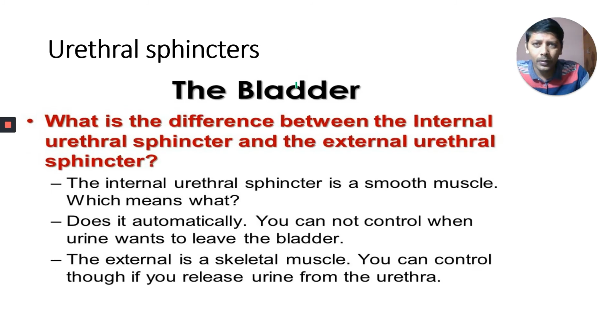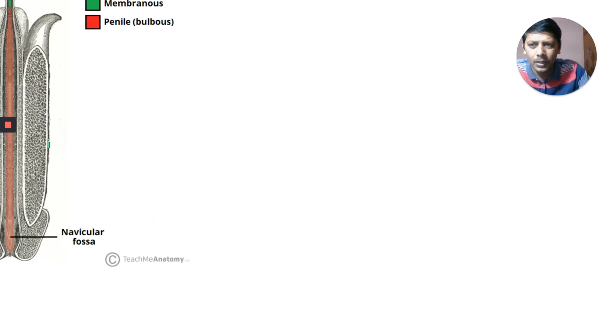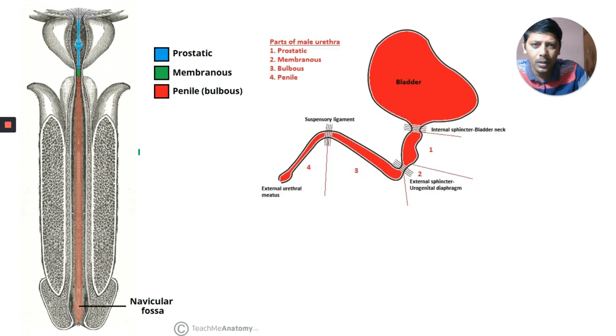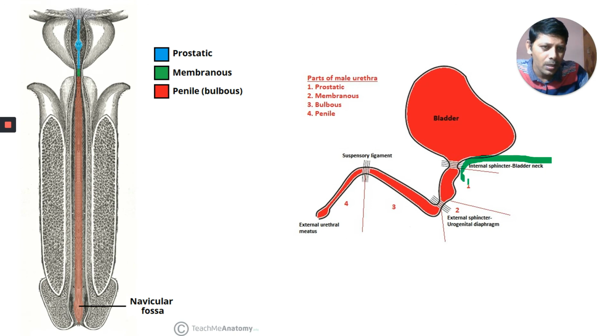Next one, urethral sphincters. There are two urethral sphincters. What is the difference between the internal urethral sphincter and the external urethral sphincter? Earlier, in the first lesson, you learned about two anal sphincters, internal anal sphincter and external anal sphincter. Similarly, there is an external urethral sphincter and an internal urethral sphincter. You can see the internal sphincter here, the external sphincter here. There are two sphincters here.